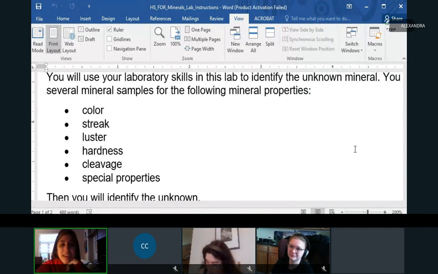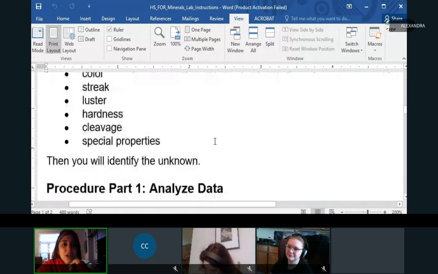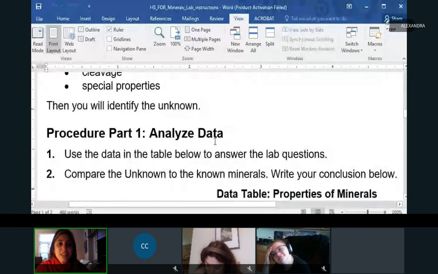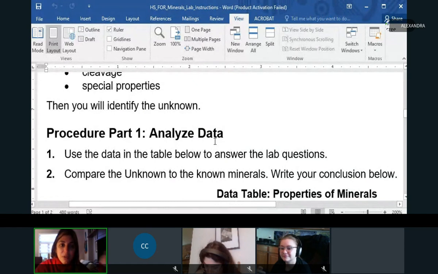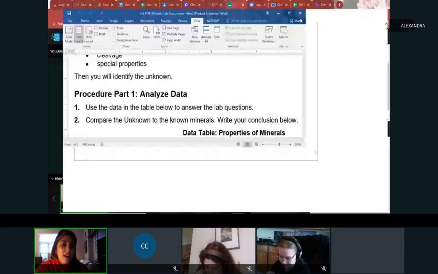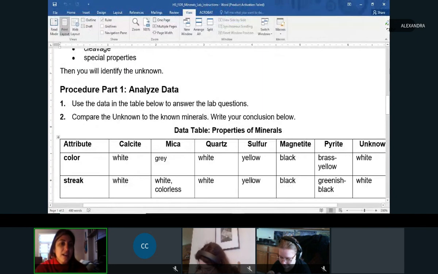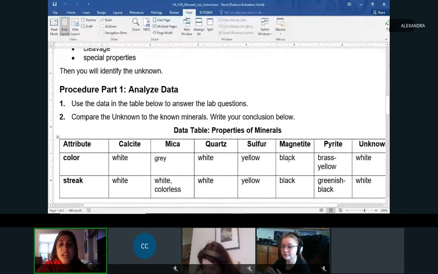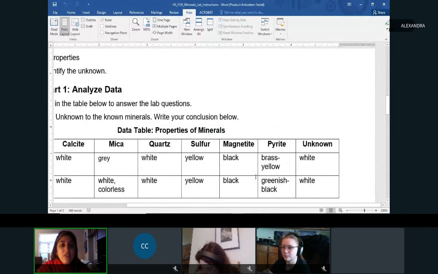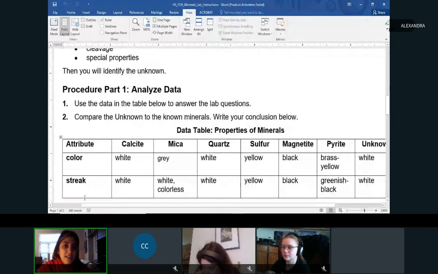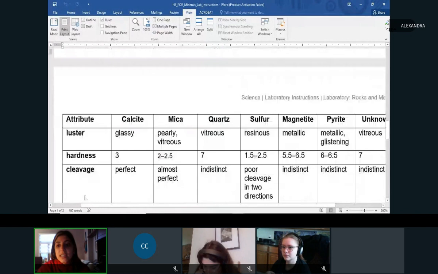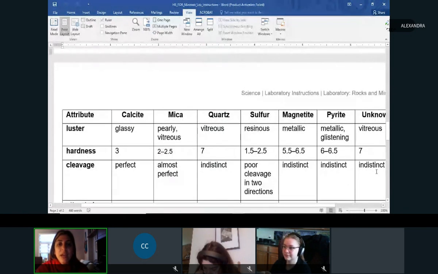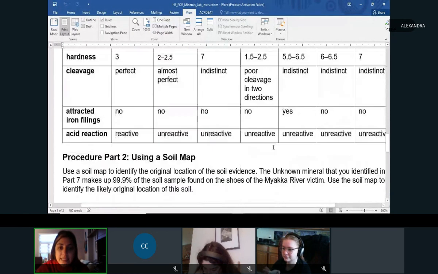Okay, great. So what you're going to do is identify the unknown mineral. Part one is really straightforward. Like I was saying, you're going to have all these different types of minerals: calcite, mica, quartz, sulfur, magnetite, pyrite, and then you've got this unknown. All of the characteristics are already listed in this table. You're going to take this unknown and compare it with the rest of these minerals and determine which mineral it is.